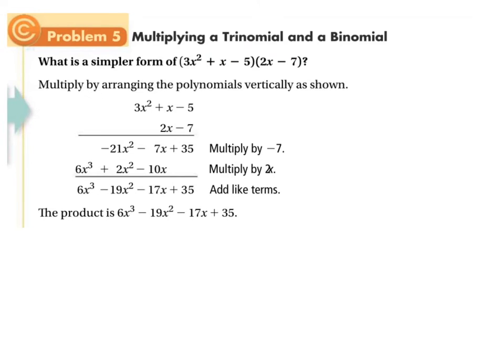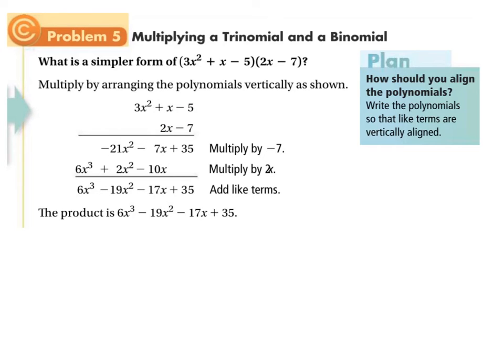where you write out the trinomial and you write out the binomial vertically, and then you do like regular multiplication. This times this, this times this, this times this, and then eventually this times this, this times this, and this times this. Now, how do you know how to align them? You're going to write the polynomial so that the terms are vertically aligned, meaning if you have constants at the end of each one like you do here, -5 and -7, you're going to have a constant term at the end.